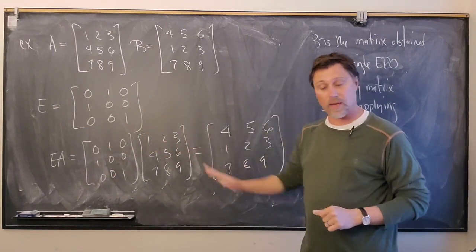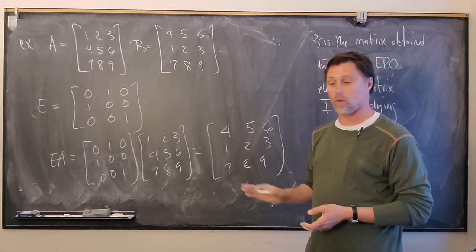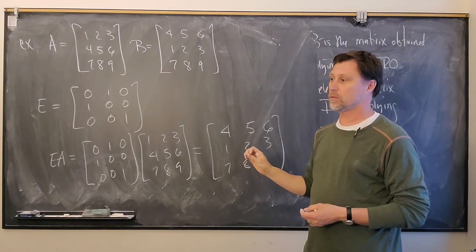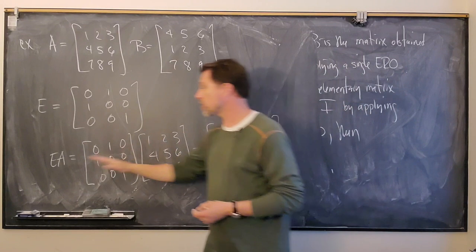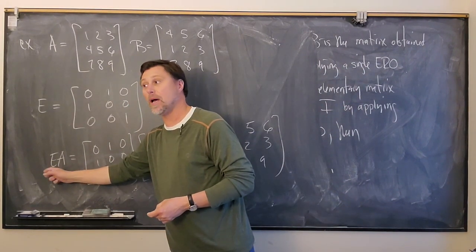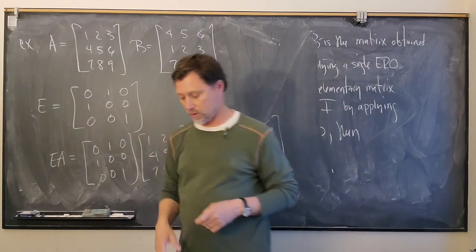So this is amazing. What this shows is that we can perform row operations by matrix multiplication. An elementary row operation can be obtained by multiplying by an elementary matrix.